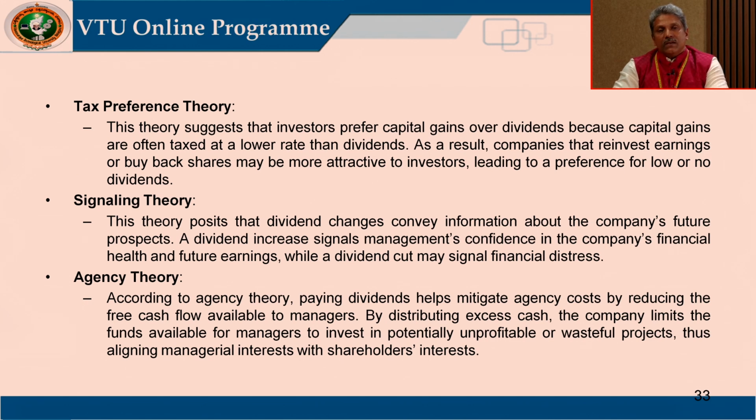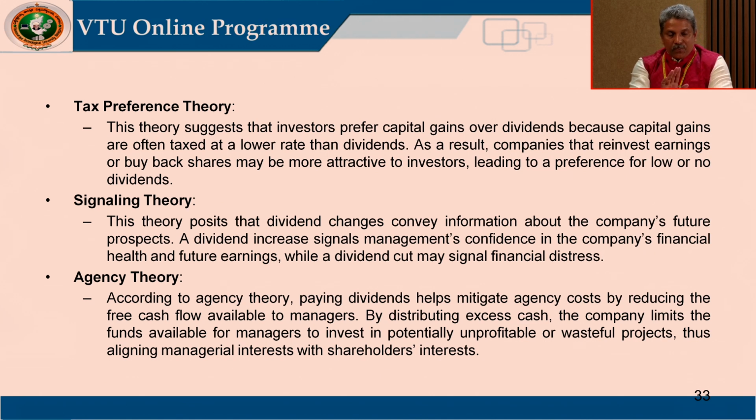The reason is, tax on dividend usually is higher than tax on capital gain. So, investors prefer capital gain instead of dividend. As a result, companies that reinvest earnings or buy back shares may be more attractive to investors, leading to a preference for low or no dividends. So, that is what tax preference theory says.